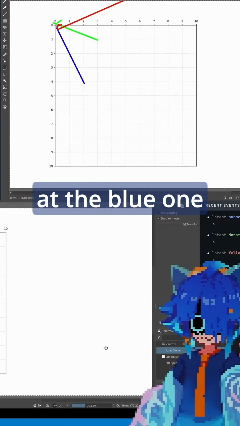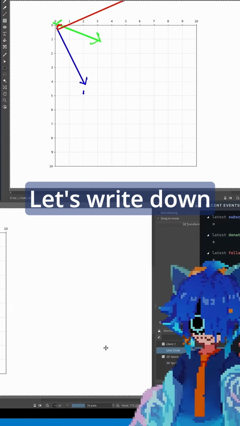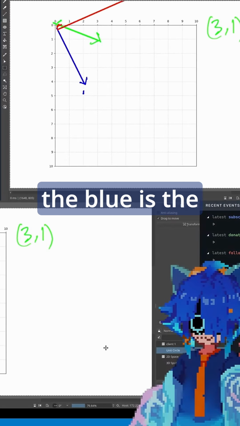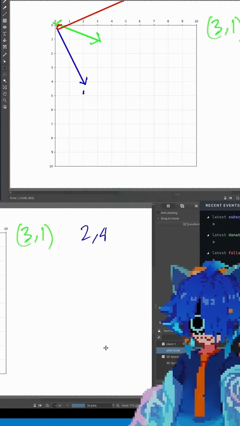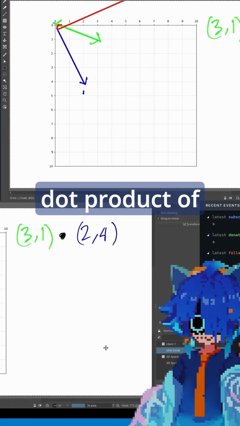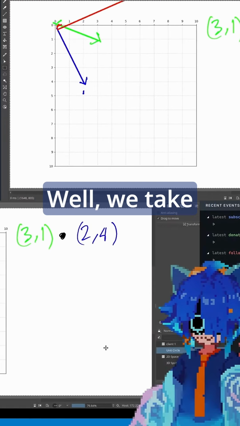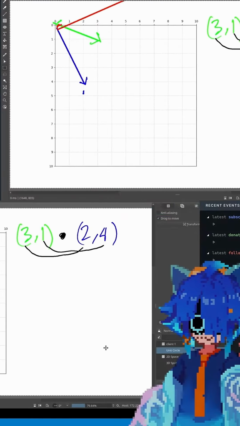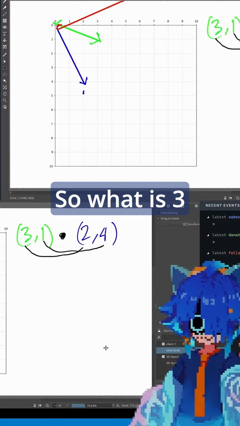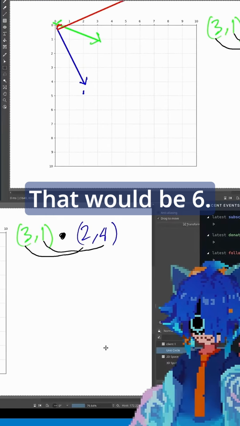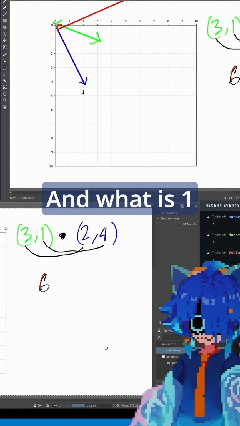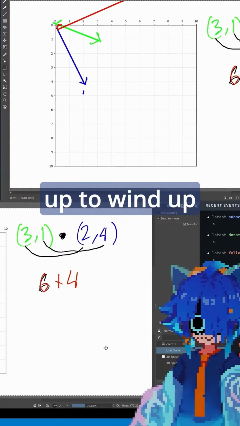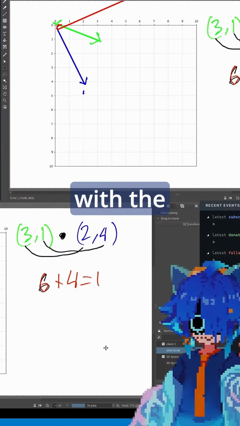Well, let's look at the blue one and the green one real fast. Let's write down what green is. Green is 3, 1, and the blue is the vector 2, 4. So if we take the dot product of this, what do we do? Well, we take their elements and multiply them together element-wise. So what is 3 times 2? That would be 6. And what is 1 times 4? That would be 4. And we add them up to wind up with the number 10.